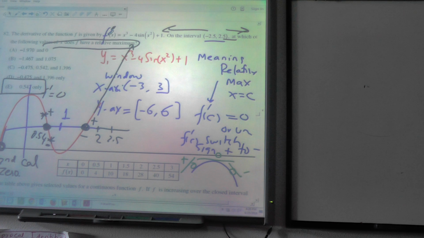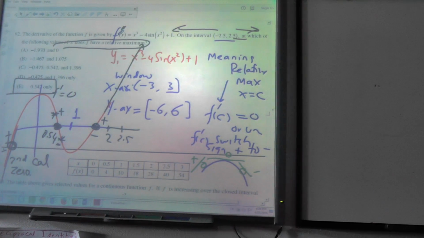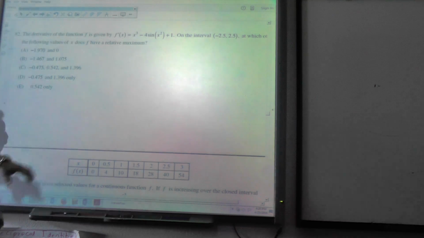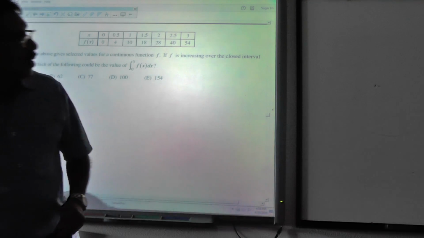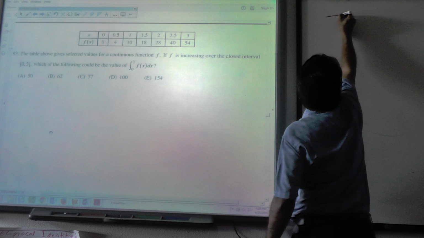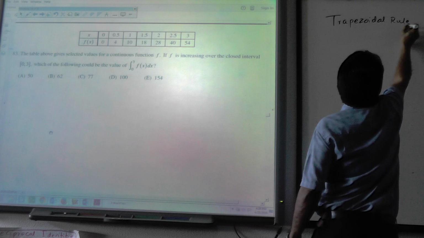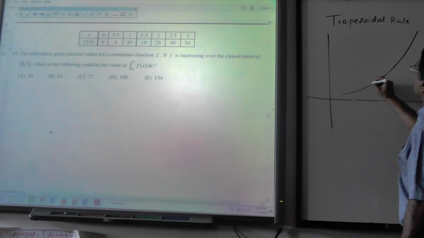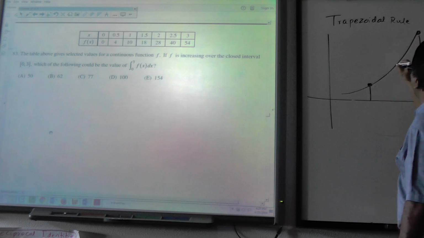Check 83. Let's see 83, how does it go? You have to use the trapezoidal rule. What is the trapezoidal rule? For this, I just want you to know the trapezoidal rule like this. Suppose I draw a graph like this, and from this point to this point, I want to know the area. I just divide this.